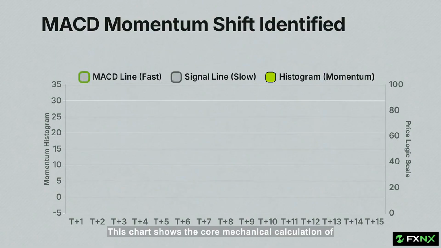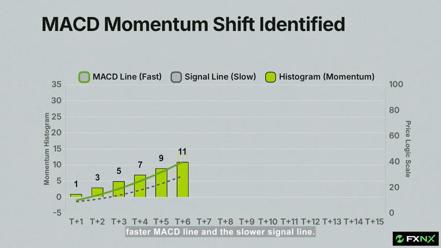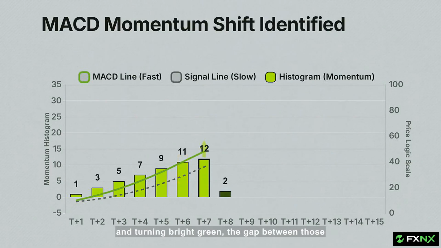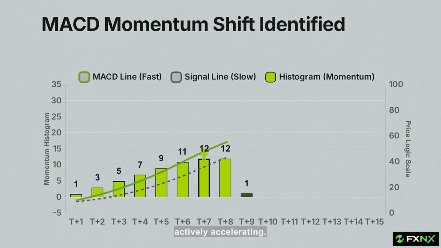This chart shows the core mechanical calculation of the MACD indicator. The histogram is simply a visual measurement of the exact distance between the faster MACD line and the slower signal line. When you see those bars growing progressively taller and turning bright green, the gap between those two lines is widening. The bullish momentum is actively accelerating.